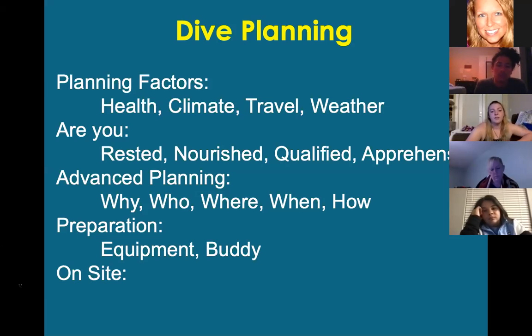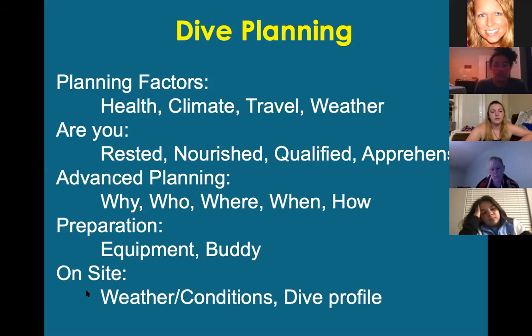And then a couple things that you can do on site would be, hold on, my little chat box is blocking it. But weather conditions, so making sure that on site, you check the weather before, but how is it looking once you get there? And then coming up with a dive profile, which is what we're going to do based on our tables. It's going to give us a dive profile.